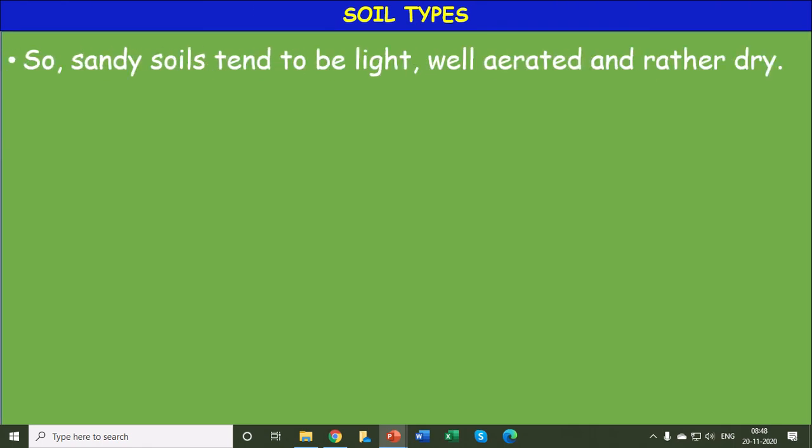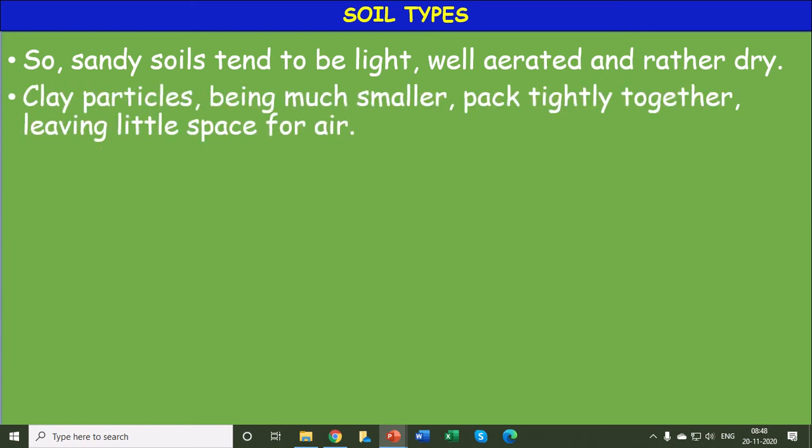Next, the sandy soil tends to be light, well aerated, and rather dry. The clay particles, being much smaller than the sand particles, pack tightly together, leaving little space for air.